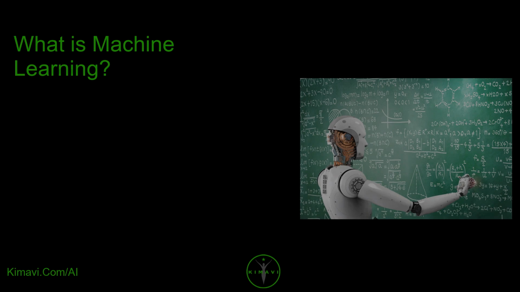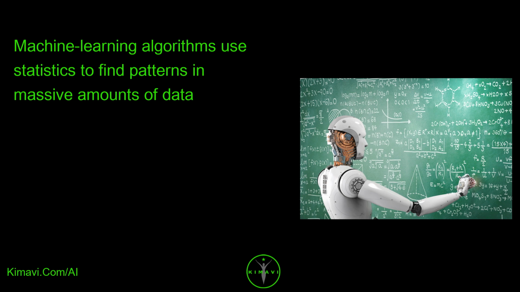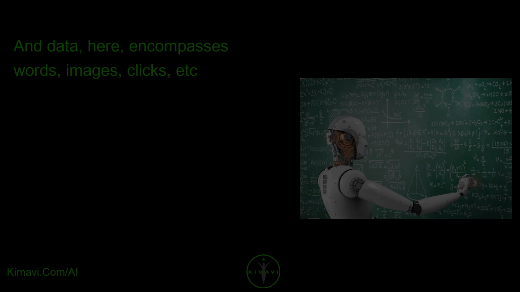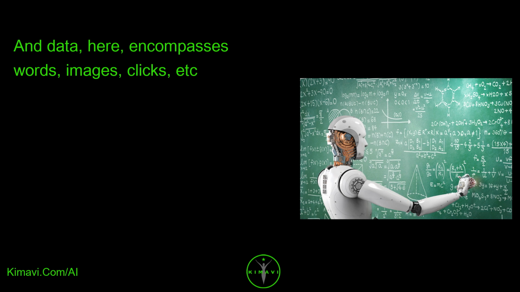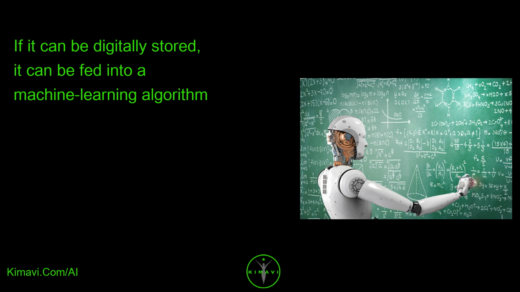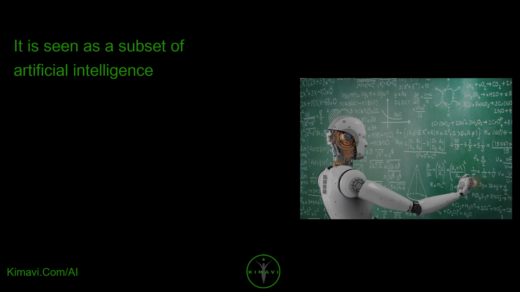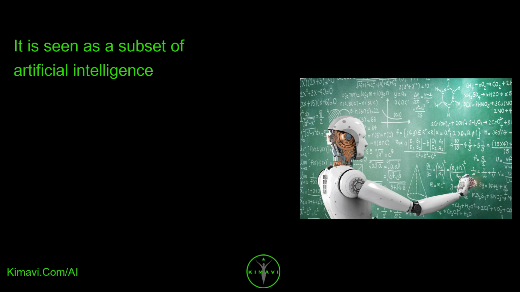What is machine learning? Machine learning algorithms use statistics to find patterns in massive amounts of data. And data, here, encompasses words, images, clicks, etc. If it can be digitally stored, it can be fed into a machine learning algorithm. Machine learning is the study of computer algorithms that improve automatically through experience. It is seen as a subset of artificial intelligence.